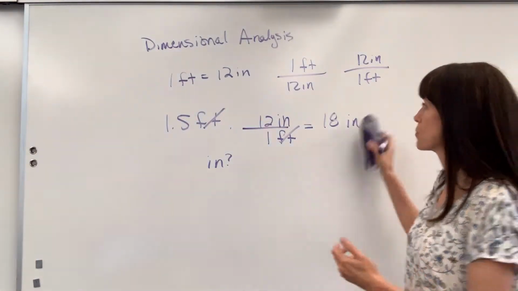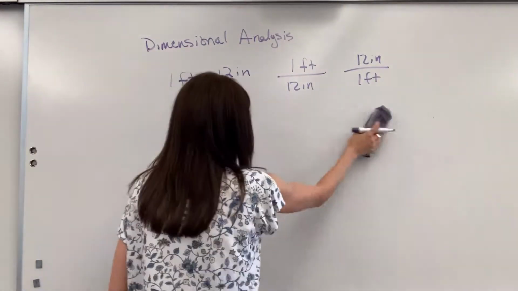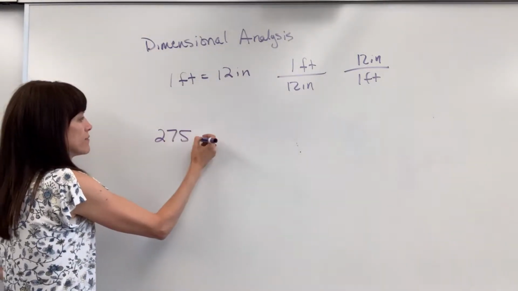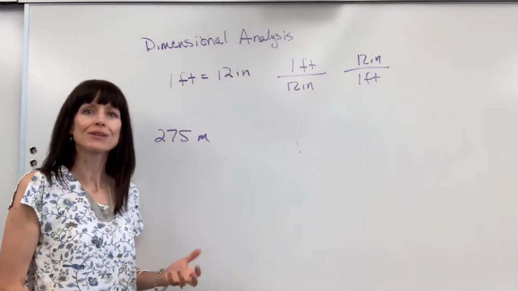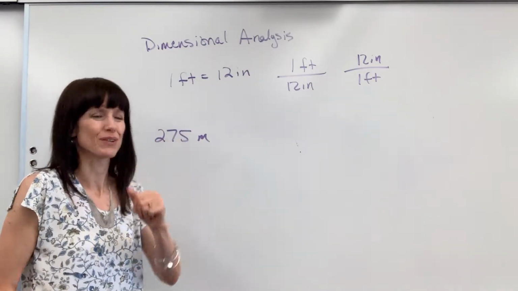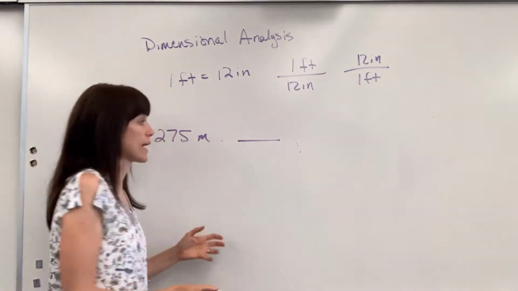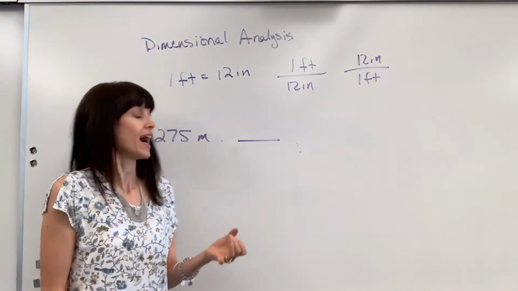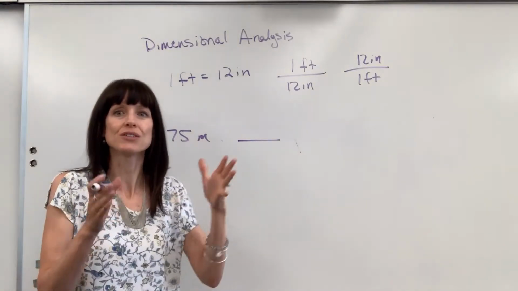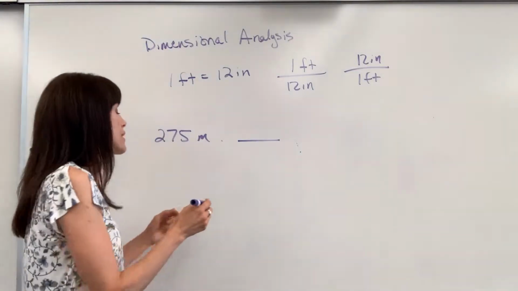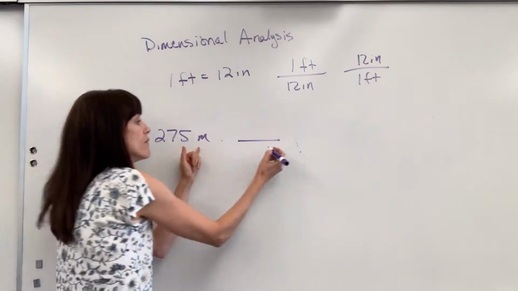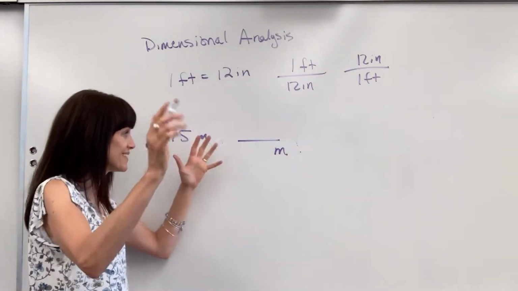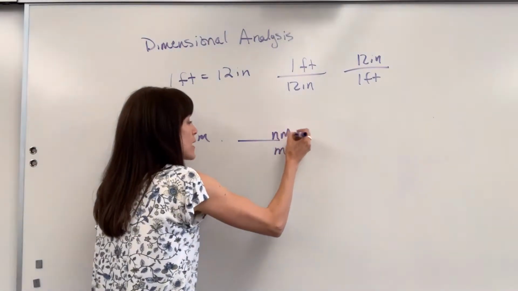So let's do this with metrics. Let's say that I have 275 meters, and I want to know how many nanometers, let's do nanometers, are in this. Okay, I've memorized my base units and I've memorized my prefixes. I know that there are 1 billion, 10 to the 9 nanometers in 1 meter. So I want to get rid of meters. That goes in the denominator, so it'll cancel. Woohoo! Nanometers, that's what I want.